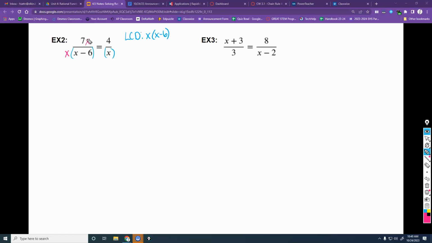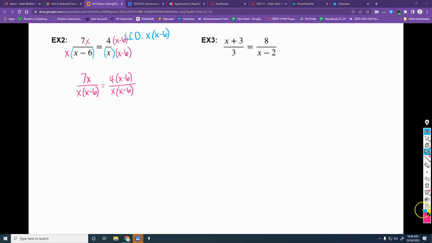Alright? Shay, what am I missing on the second one? The whole thing, x minus 6. So I would multiply by x minus 6, and when you do that, make sure you put it in parentheses. So now I have 7x over x times x minus 6 equals 4 times x minus 6 over x times x minus 6.